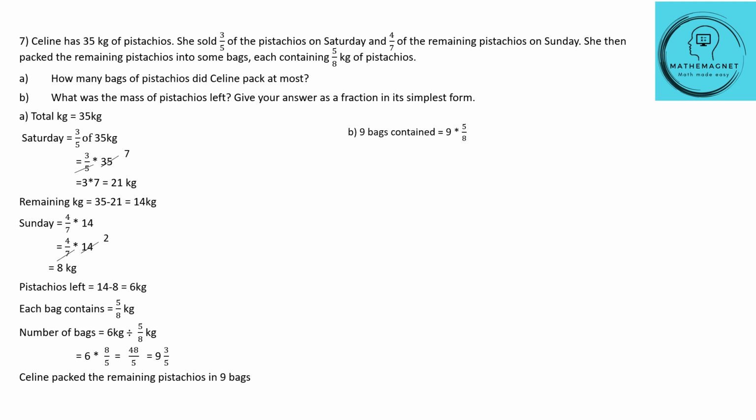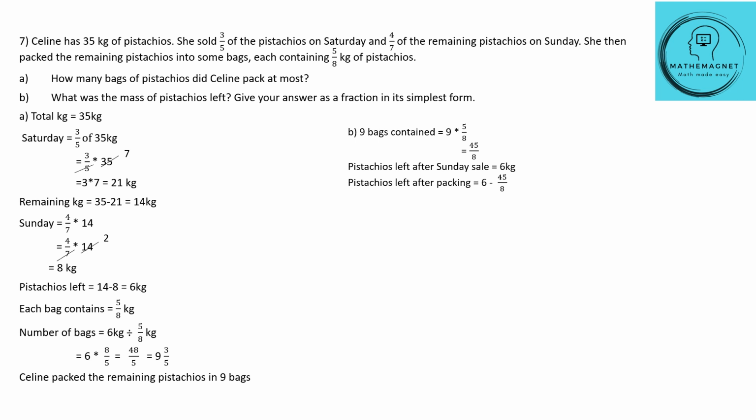To find that, we'll first calculate how much kg is used in the 9 bags. That is, 9 bags contain 9 into 5 by 8, which is equal to 45 by 8. Now pistachios left after Sunday sale is 6 kg. So the balance will be the answer to the question B. That is 6 minus 45 by 8.